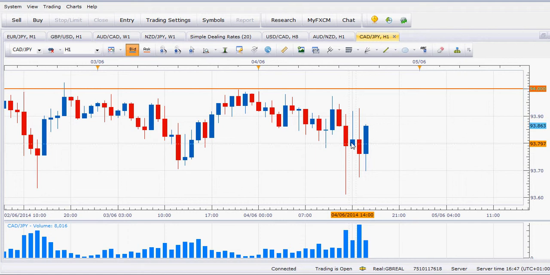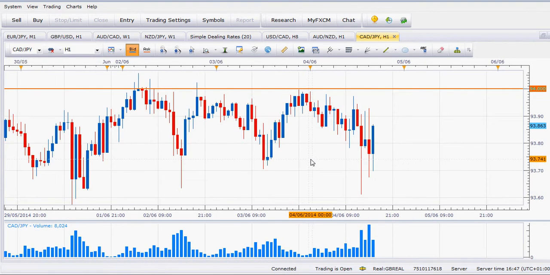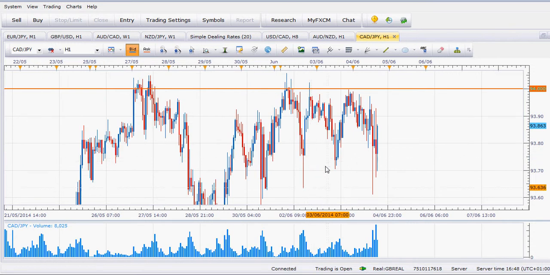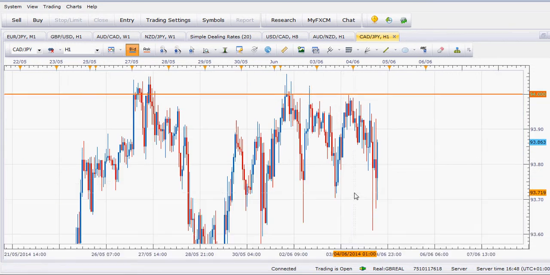The buyers are taking hold. Okay. If you look at these big wicks, they suggest that the sellers are pressing hard down, but the buyers are pushing up here as well. So at the moment, I wouldn't necessarily invest in this.